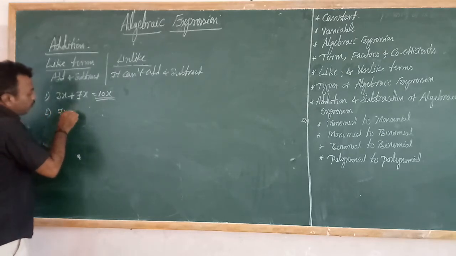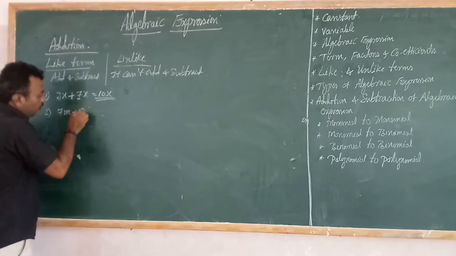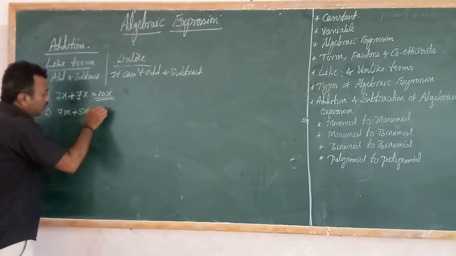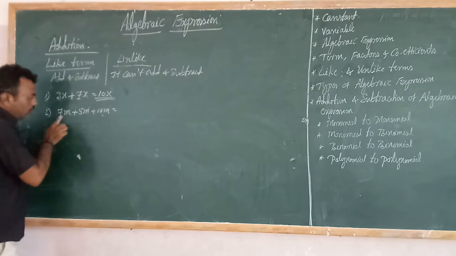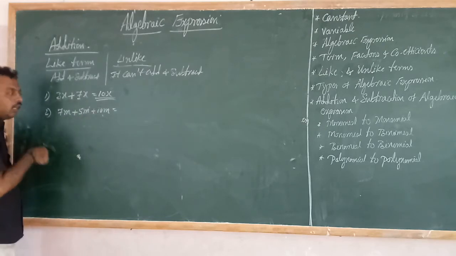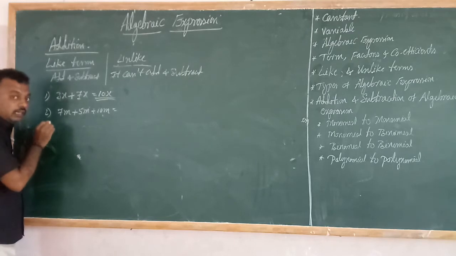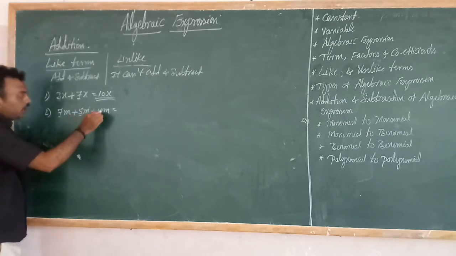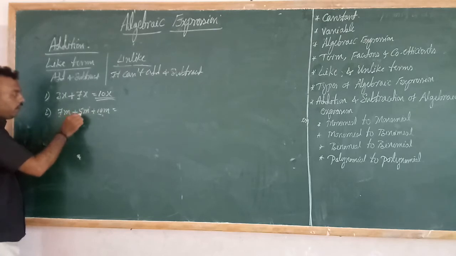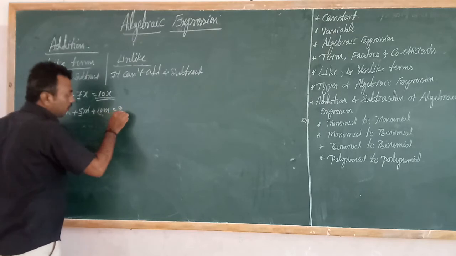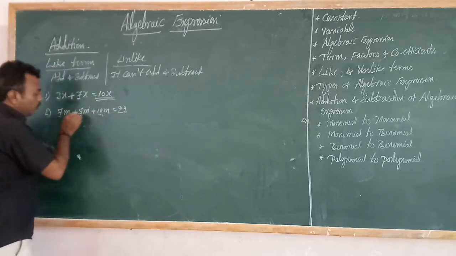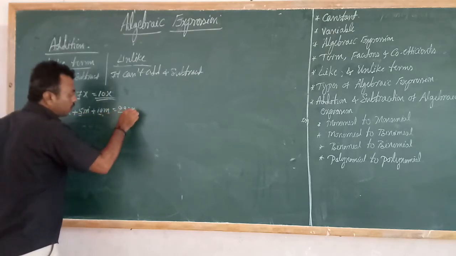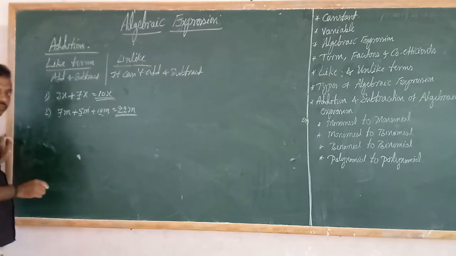The next one, 7m plus 5m plus 10m. All these are like terms. Again we should add them, easily. We only have to add the numerical terms. What are the numerical terms here? 7, 5 and 10. 10 plus 5 is 15, 15 plus 7, or 7 plus 5 is 12, 12 plus 10 is 22. Correct? 22. What is the variable here? m. That's why 22m. Okay.